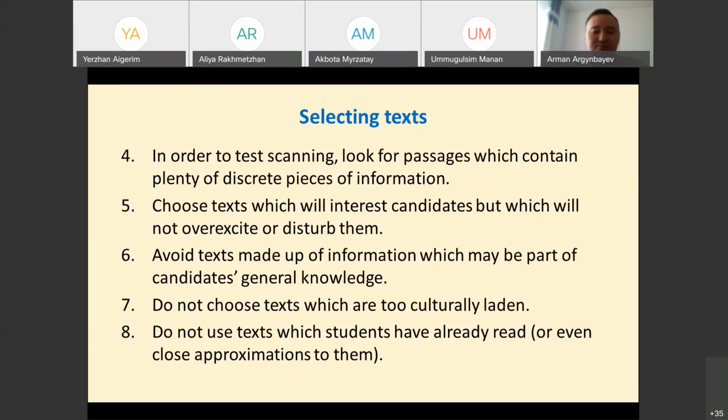7th one. Yeah, this is very important. Don't choose texts which are too culturally laden. Sometimes it's very difficult to understand a specific culture. Avoid using them. If you think that the text is still very interesting and useful, you can just drop the passage which has this culturally laden information that is difficult to understand.